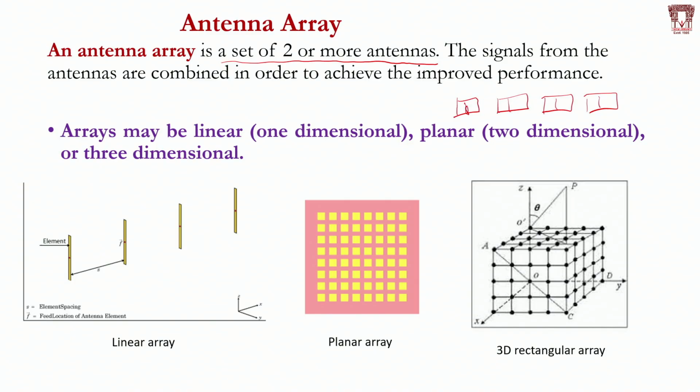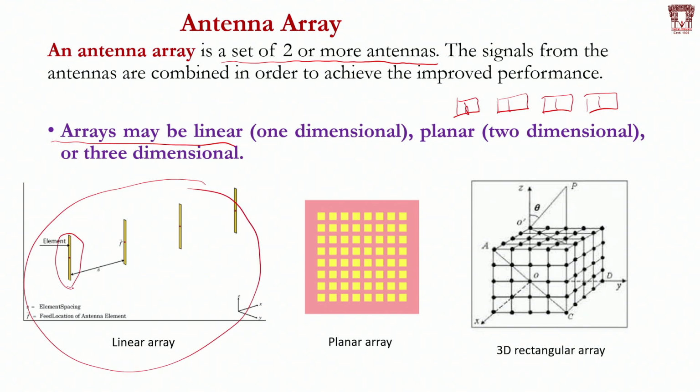Okay, now arrays may be linear, like one-dimensional arrays, they may be planar, two-dimensional arrays, or they may be three-dimensional arrays. For example, here this is a linear array. We have taken four simple dipole antennas separated by some space, and we are giving some phase to each antenna element, and it forms a linear array.